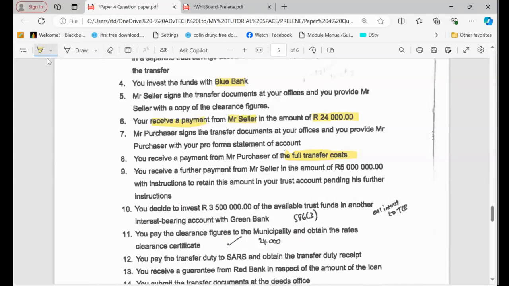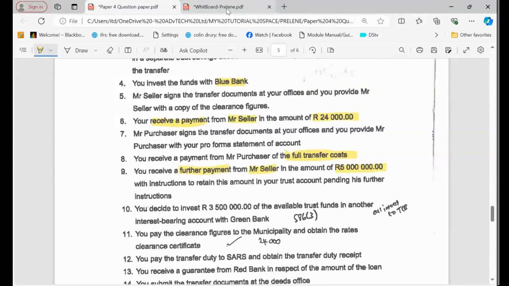They say you receive a further payment from the seller and the amount was 5 million, with the instruction to retain this amount in your trust account pending his further instruction. So the seller is giving us money. For what reason, it doesn't matter now, but how will I approach this?